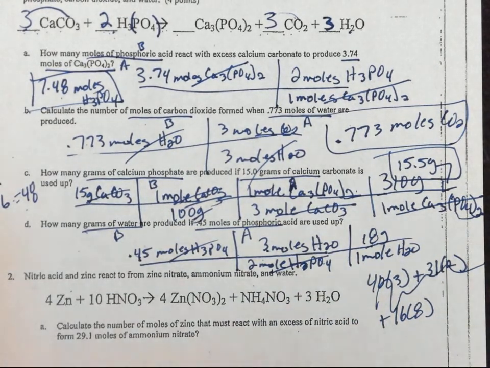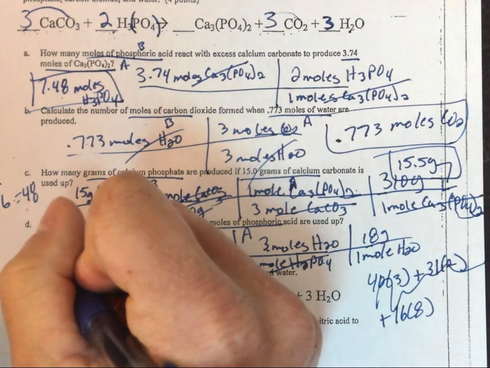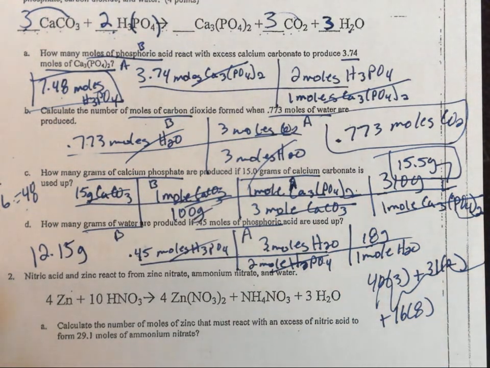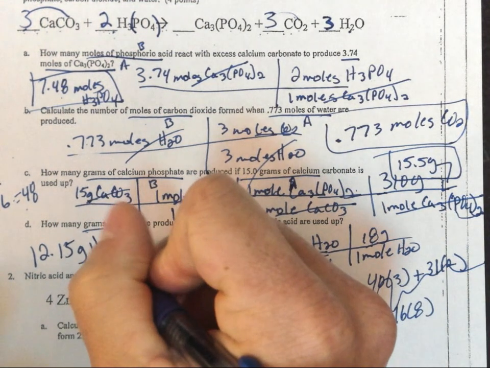So when we put that in our calculator, we do 0.45 times 18 times 3 gives us 24.3. We're going to divide that by 2, and it's going to give us 12.15 grams H2O.